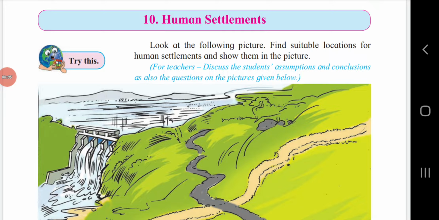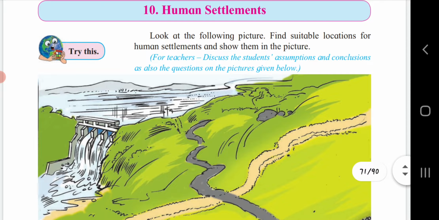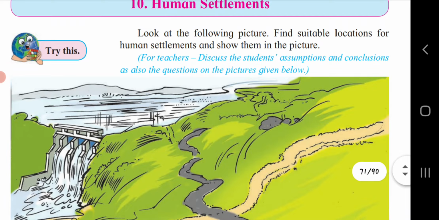Good morning, students. Today we are going to see Standard 7th Geography, Chapter number 10, Human Settlement. Here, look at the following picture, find suitable locations for human settlements and show them in the picture.